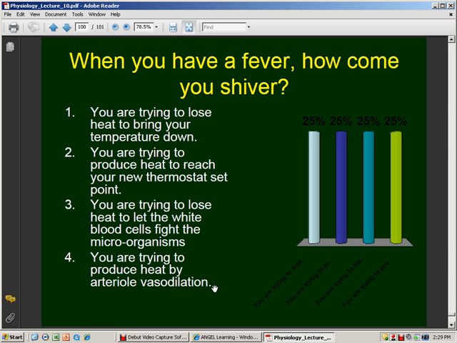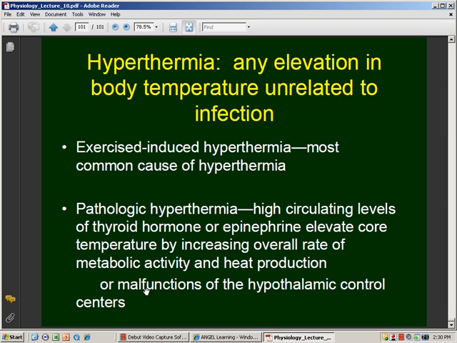So when you have a fever, how come you shiver? You're trying to lose heat to bring down your temperature? Nope. Are you trying to produce heat to reach your new thermostat set point? Yes. And you're trying to lose heat to let the white blood cells fight the microorganisms? Doesn't even make sense. How about you're trying to produce heat by arterial vasodilation? You're shivering. You're just vasoconstricted. It doesn't even happen.